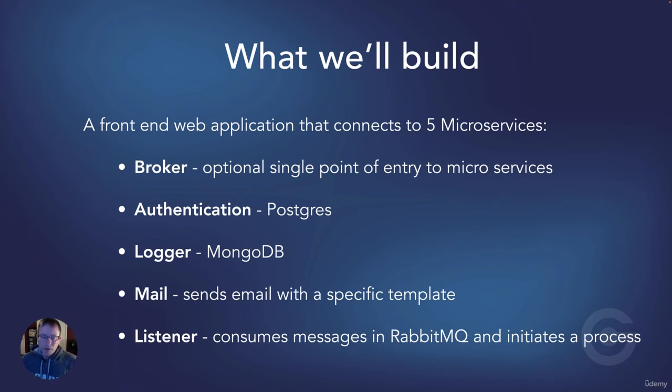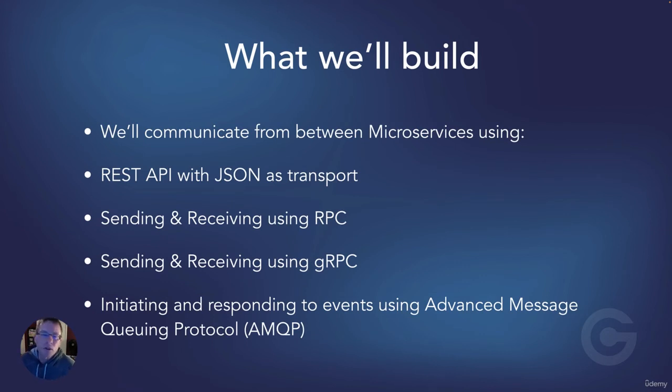from different microservices. We'll have an authentication microservice where we log users in, and that will have a Postgres database behind it. We'll have a logging microservice, which is connected to MongoDB, and that will log events from all of the other microservices. We'll have mail that sends email with one or more specific templates. And we'll have a listener service that consumes messages from RabbitMQ and initiates a process based upon the message it receives.